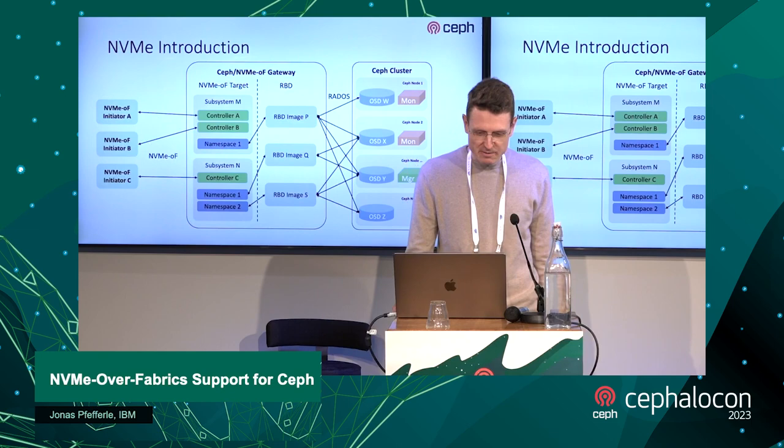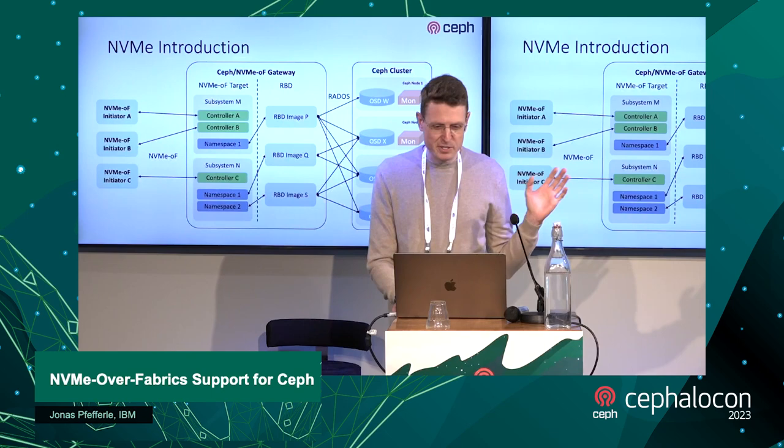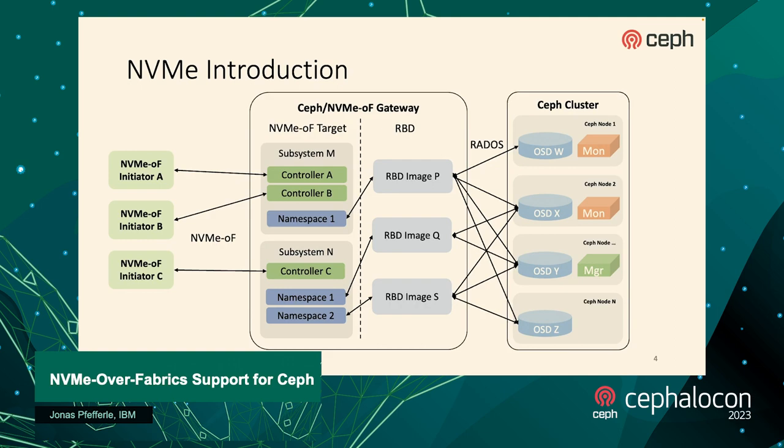For those of you who are not super familiar with NVMe, I'll give you a very short overview, just so that we are on the same terms. In NVMe, there's a concept called a subsystem, which is basically a term for grouping a set of volumes, which are called namespaces. When an initiator connects to a subsystem, it typically gets its own controller. The controller is, in the end, responsible for issuing the actual I/O to a namespace. We then bridge a namespace to an RBD image, and then it goes to the Ceph cluster.